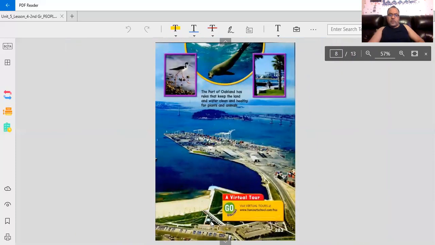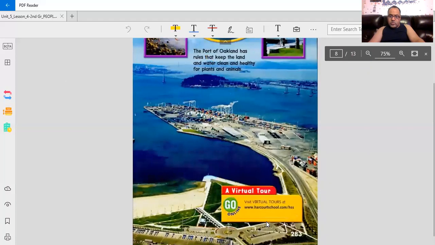The Port of Oakland has rules that keep the land and water clean and healthy for plants and animals. I'm pretty sure that every port has certain rules to help preserve the wildlife in those areas. You can actually take a virtual tour of this at hardcourtschool.com/HSS. You can go online and take a virtual tour of those.